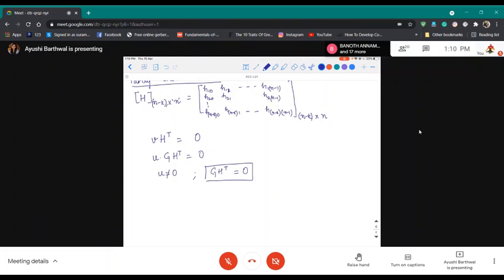Let me take the simpler way to solve this. You know that G is denoted in 2 patterns. If G is denoted in this pattern, that is I_k followed by P, and the order of G is k cross n, then the formula for H will be, they are interchanged, transpose of P and I of n minus k. So this is how the parity check matrix is generated.